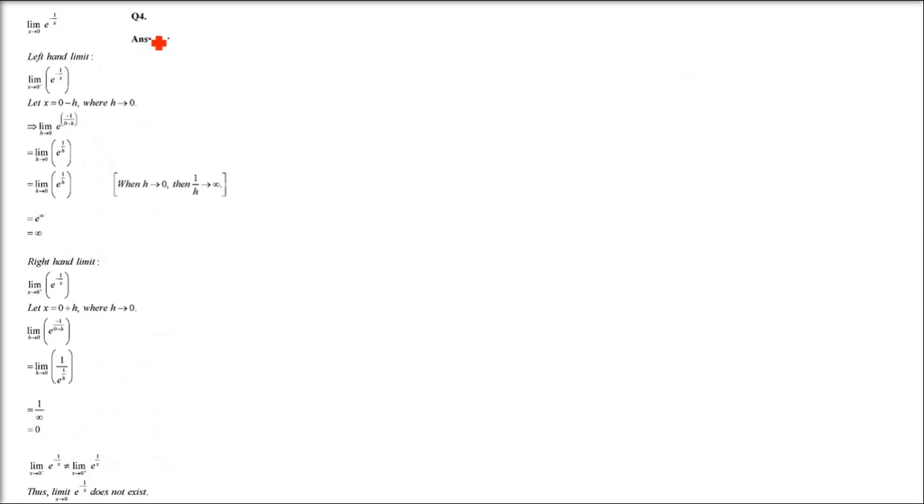Question number 4. Now we have to show that the limit as x tends to 0 of e to the power minus 1 by x does not exist. So we'll do the same thing here. I'll just show you briefly what we are going to do. We'll say limit x tends to 0, e to the power minus 1 by x. Now x tends to 0, that means it's a critical point, the point where we have to check the limit.